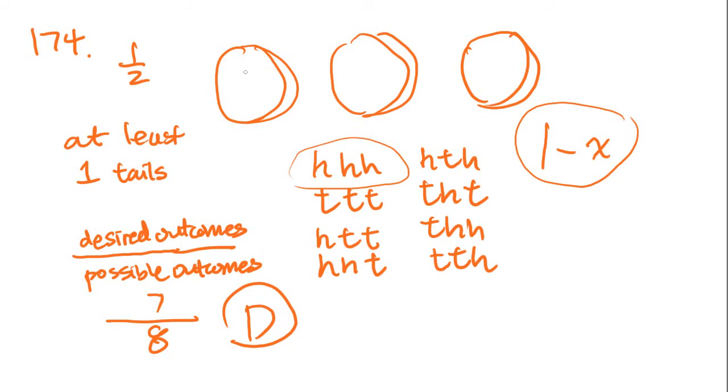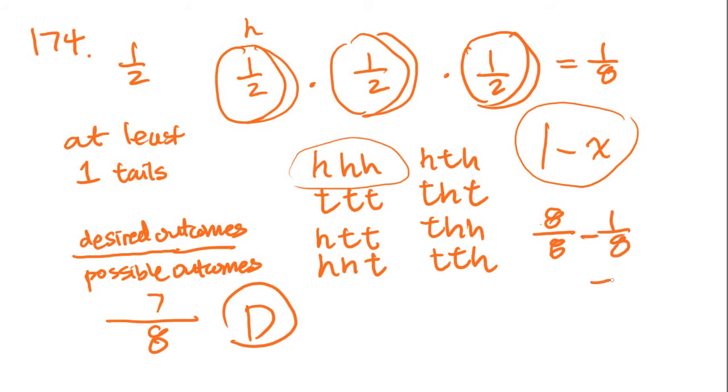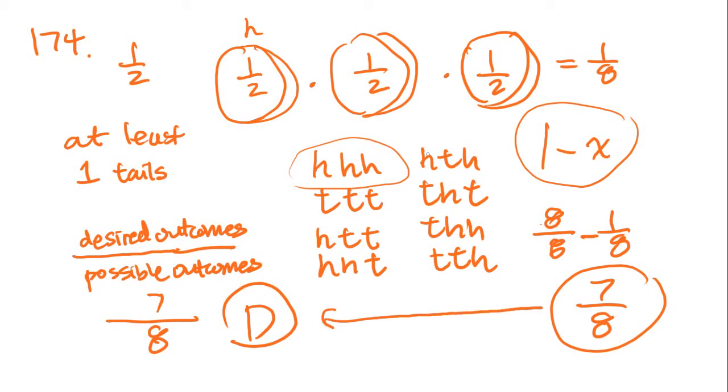So the chance of us getting an H in the first flip is going to be a half. Same on the second flip, and same on the third flip. So the chances of us getting 3 H's in a row is going to be 1 over 8. 1 is the same as 8 over 8, so we subtract 1 over 8, and we end up with 7 eighths, which is the exact same answer that we got by listing out all the different combinations.